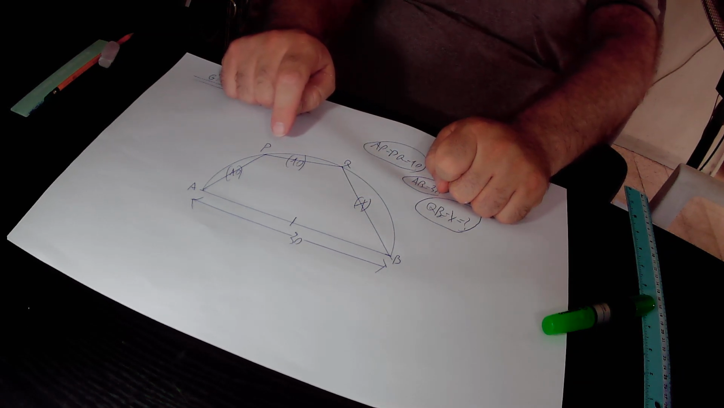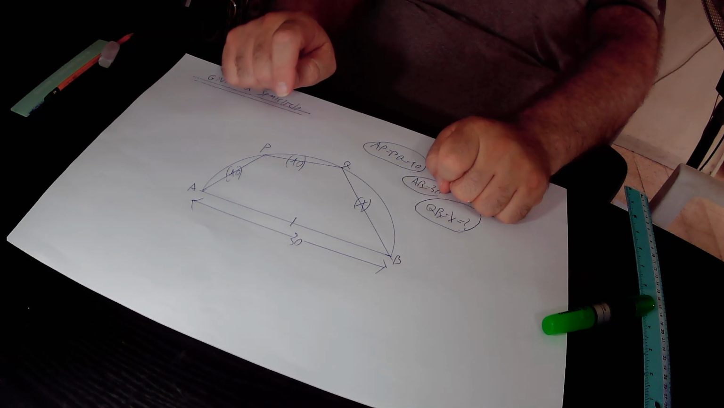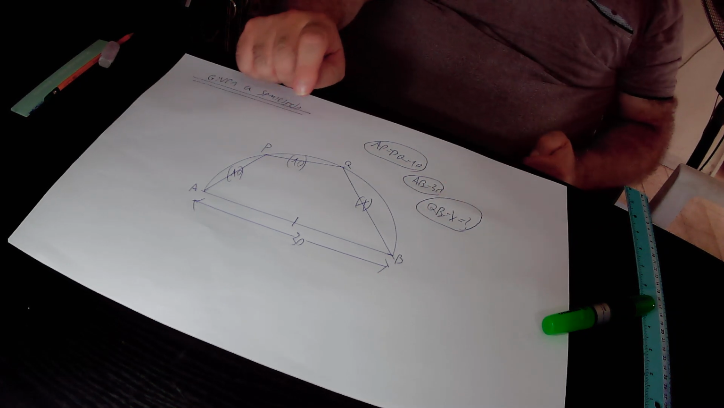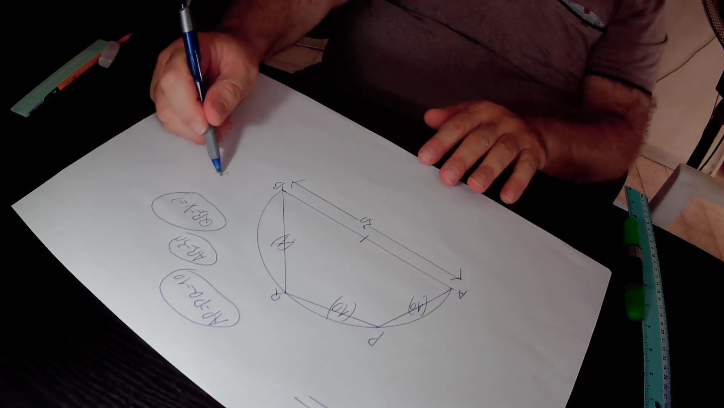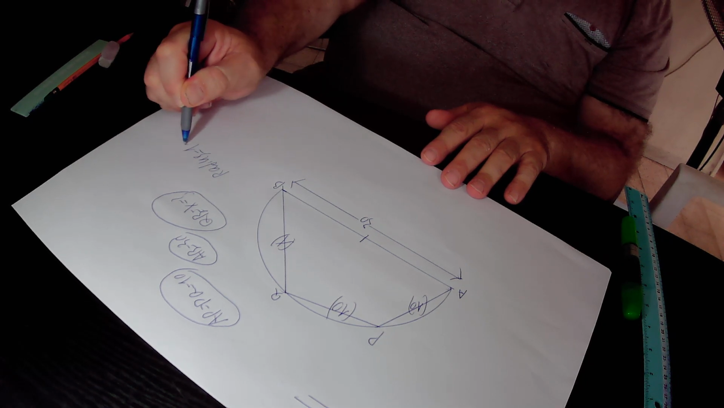Note that the diameter of this semicircle equals 30 units in its length. Therefore, the radius of this semicircle must be equal to half of it. That is to say, the radius must be equal to 30 over 2, that is 15. So I write it down. The radius of this semicircle must be equal to 15 units in its length.